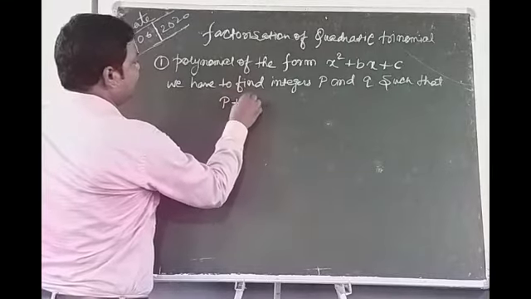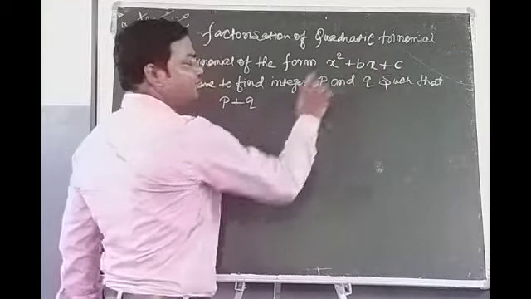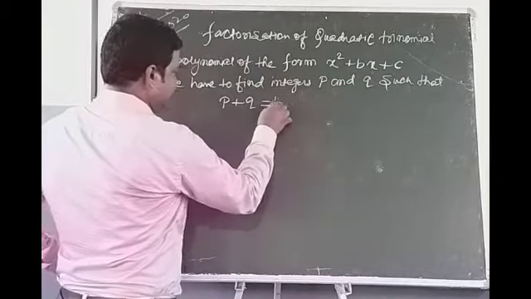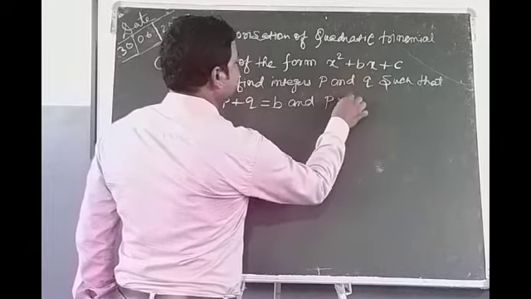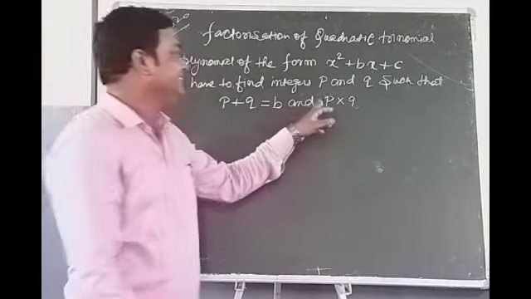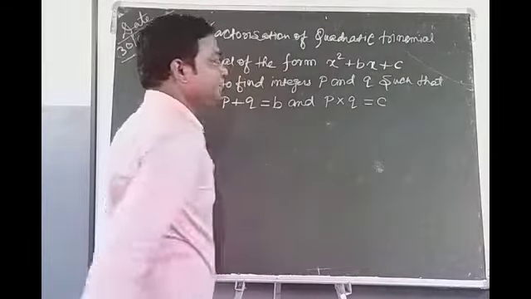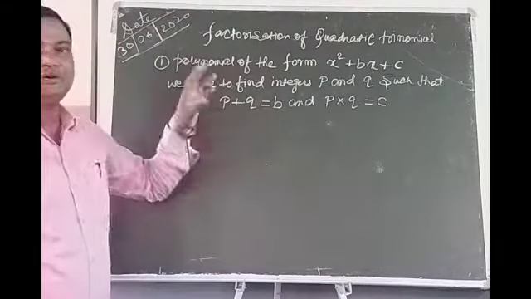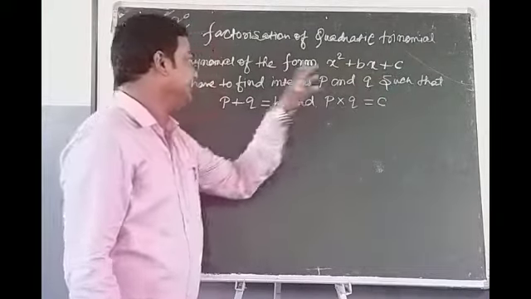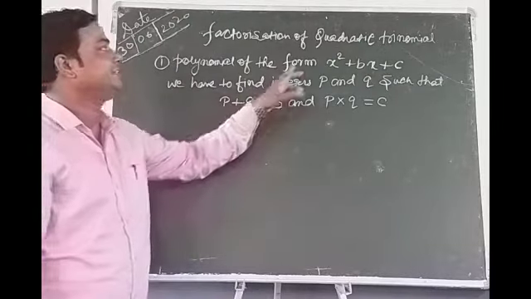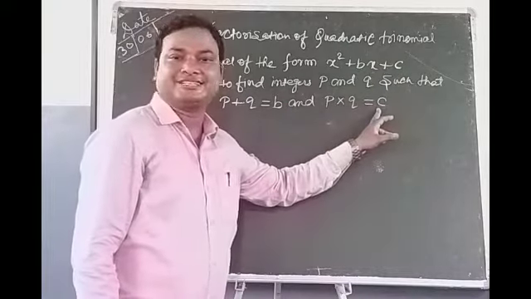We have to find two integers p and q such that the sum of these two integers is equal to the coefficient of x, and the product of these two integers is equal to the constant. Once again, this is an assumption, okay, such that the sum is equal to the coefficient of x and the product is equal to the constant term.